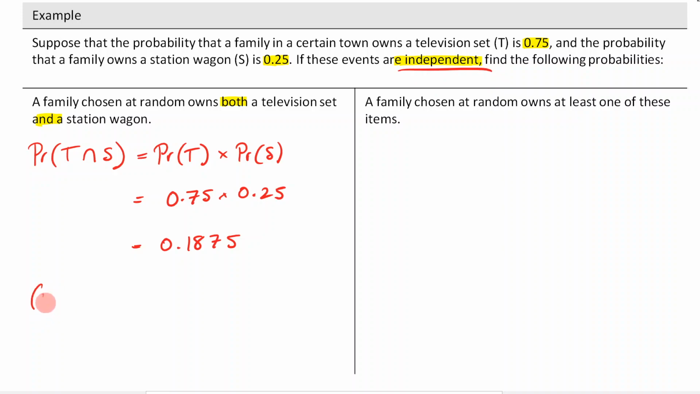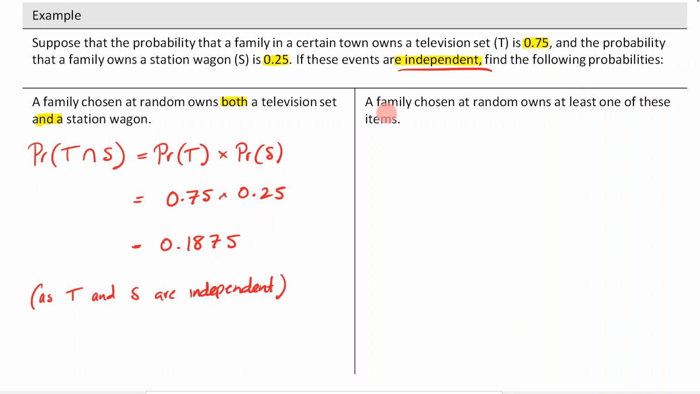So I'm actually going to write a little note here: T and S are independent. If they weren't independent, we could not have used this rule. I don't think using is a word. It definitely isn't. We couldn't have used this rule.